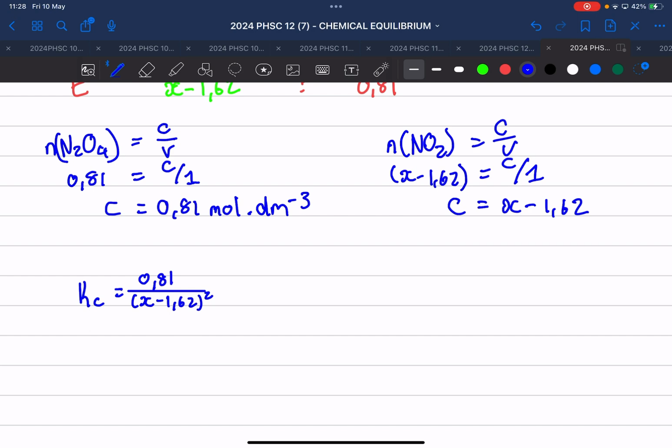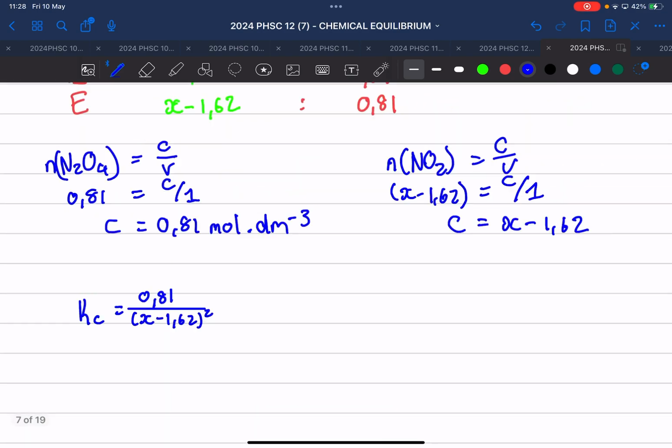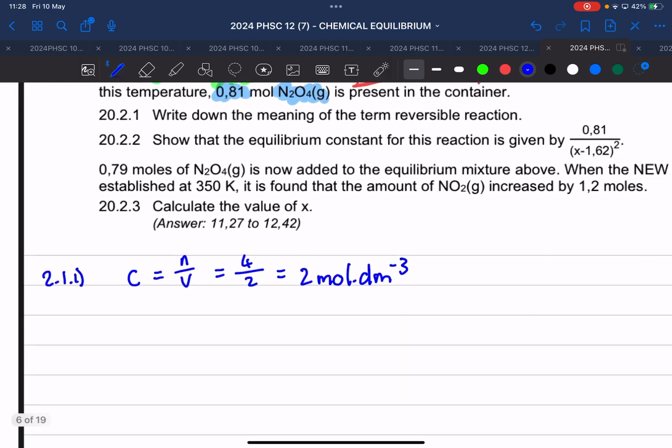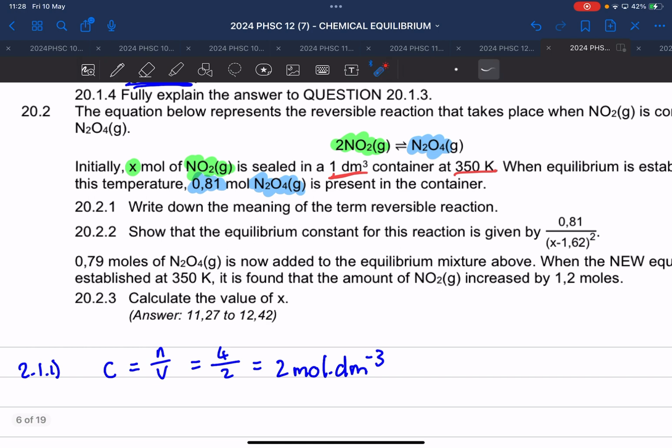Okay, so that is question 20.2.2. Show that the equilibrium constant is given by this. Now they tell us 0.79 moles of our product, so we'll highlight that in blue, is added to the equilibrium mixture. So what did we change? We added what to this product? We changed the concentration of our product.